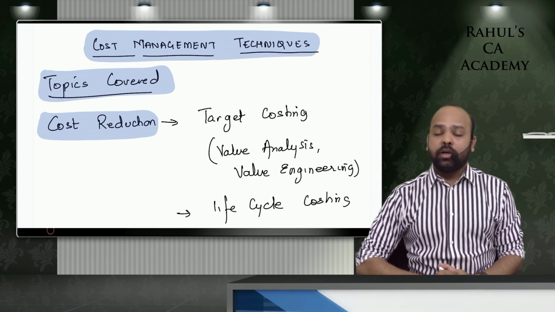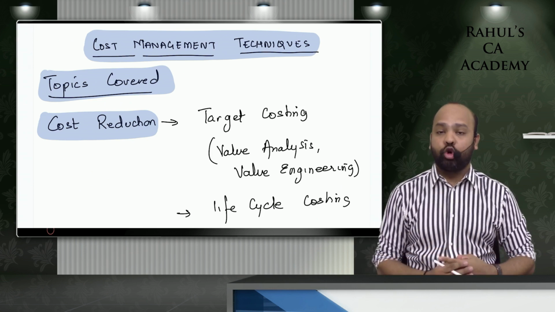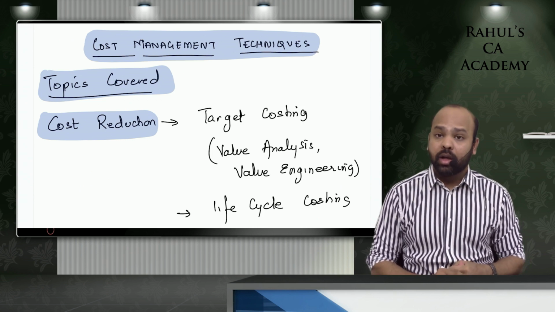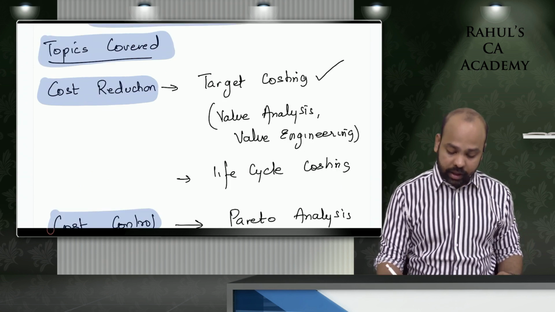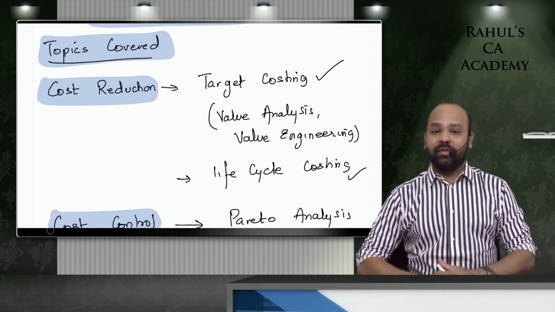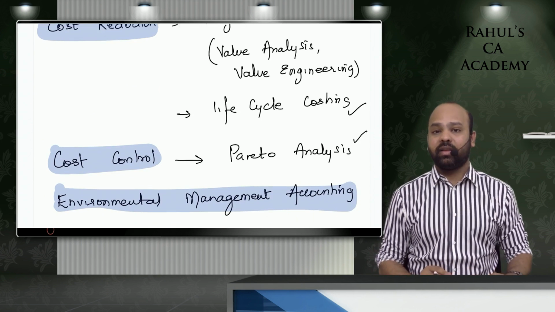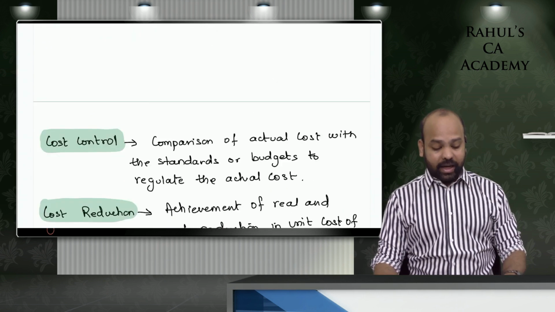Now this chapter 4 guys, cost management techniques, comprises of 3 broad headings. You have cost control, cost reduction and environmental management accounting. Under cost reduction guys, we have target costing and life cycle costing. Under cost control guys, we have Pareto analysis, and then we have a standalone topic, environmental management accounting. So let's directly start guys.